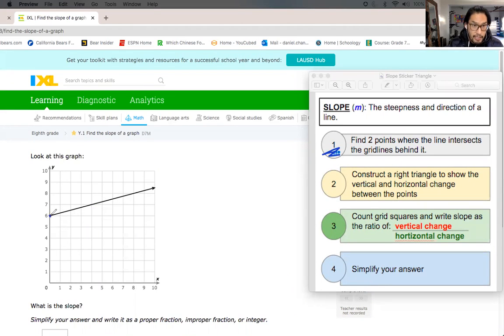I've got one at the intercept, 0, 6. I've got one here at 4, 7. I've got another one here at 8, 8. Now I'm gonna do steps 2 and 3 together. Construct a right triangle, show the vertical and horizontal change between points. So I'm gonna use red for the vertical change. And I'm just gonna pick this first point here. So that's vertical change of 1. And I'm gonna use green, and I've got 4, a horizontal change of 4.